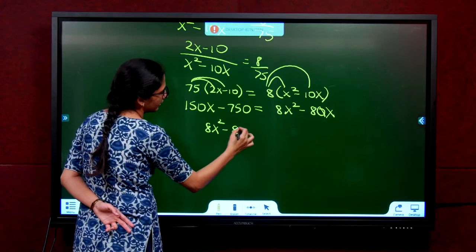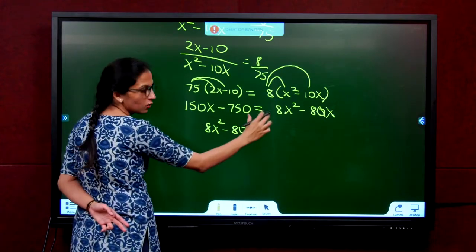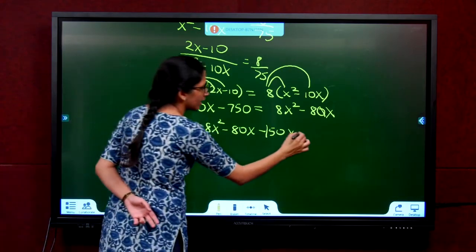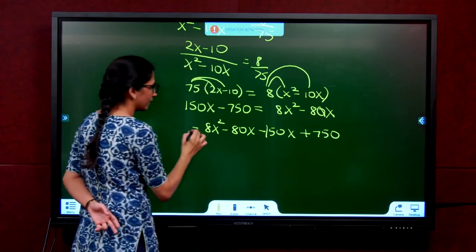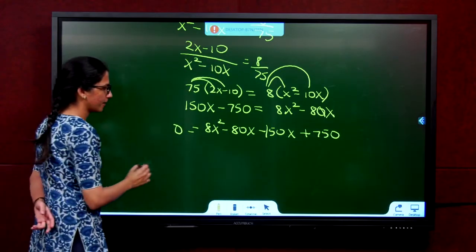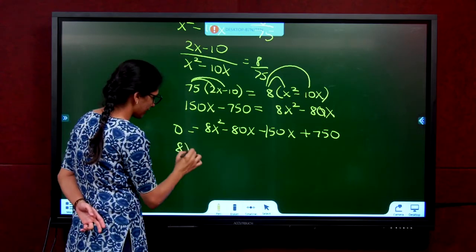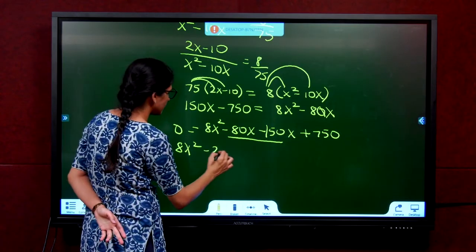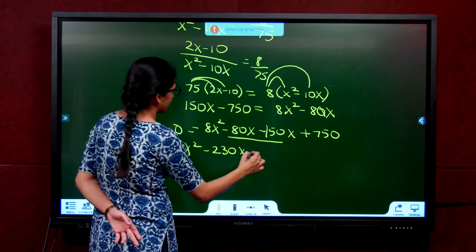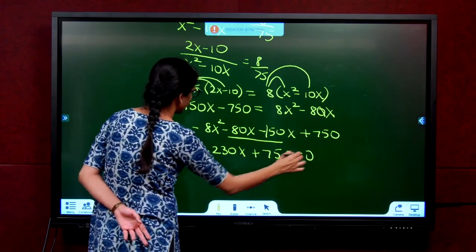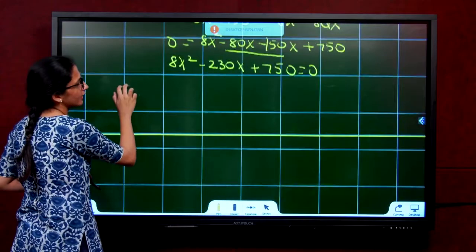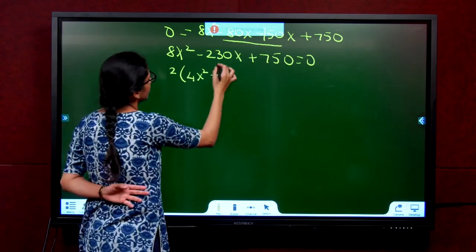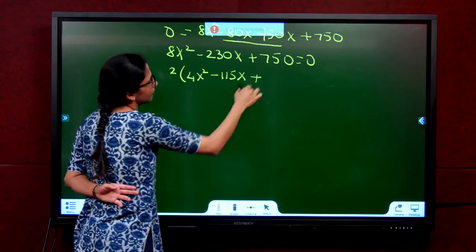So 8x square minus 80x, 150x goes that side, so it becomes minus 150x. Minus 750 goes that side, it becomes plus 750. They shifted to the right hand side. Now 8x square as it is, minus 80 minus 150, minus 230x plus 750 is equal to 0. Can I take 2 common from everyone? Yes. 4x square minus 115x plus 375.